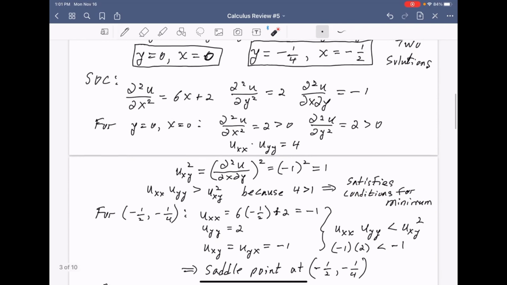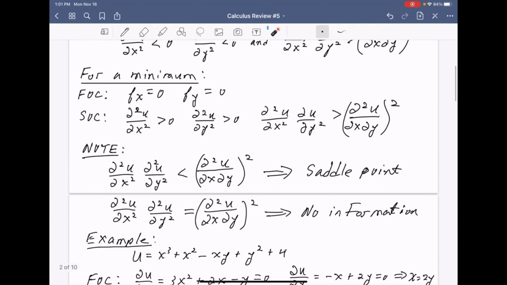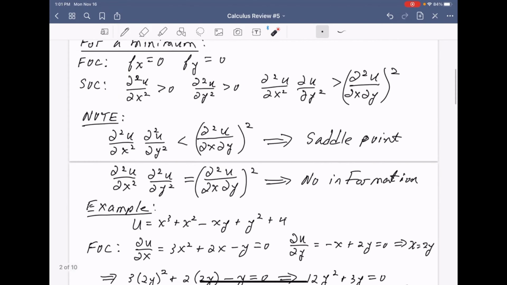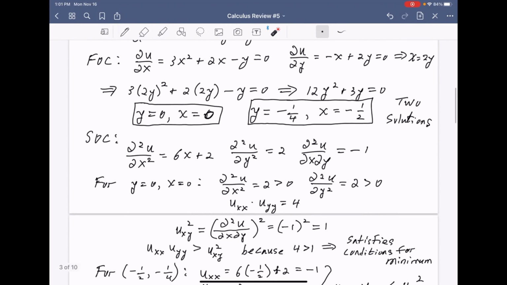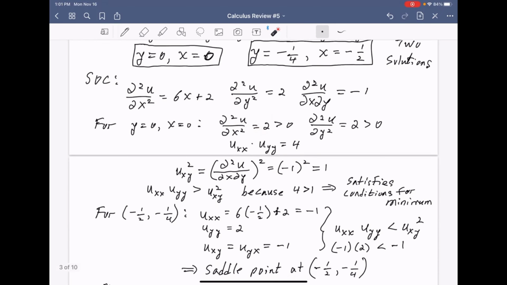All right, the minimum, because the requirements for a minimum are that these partials have to be greater than 0 in both cases, and that's exactly what they are. All right, 2 is greater than 0, and 2 is greater than 0 there.